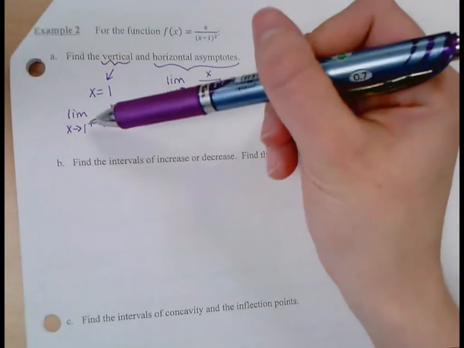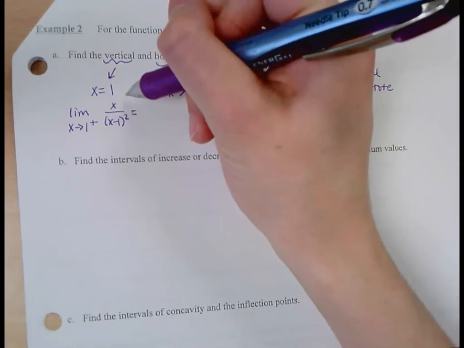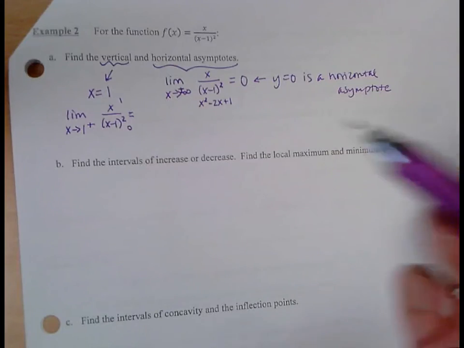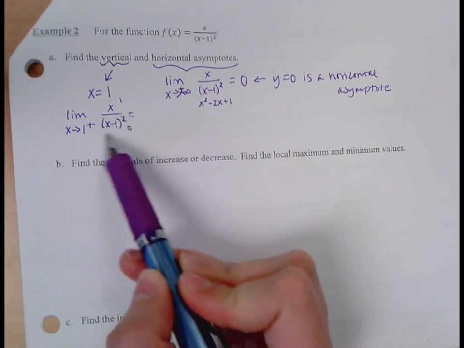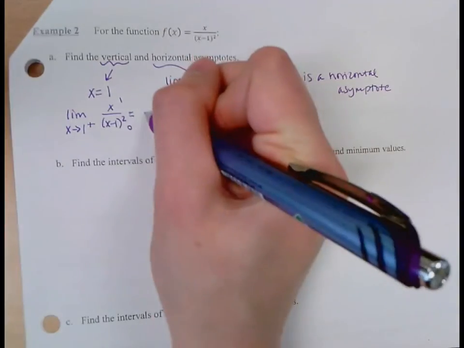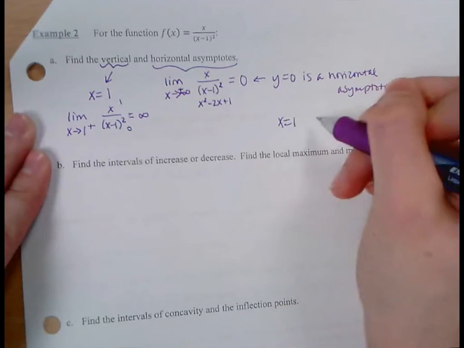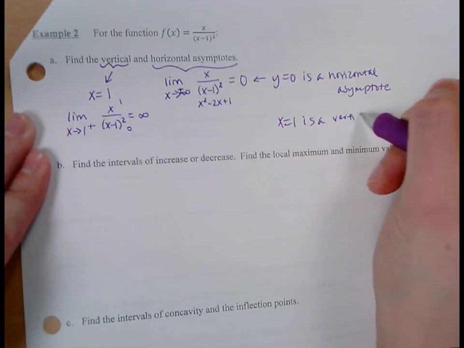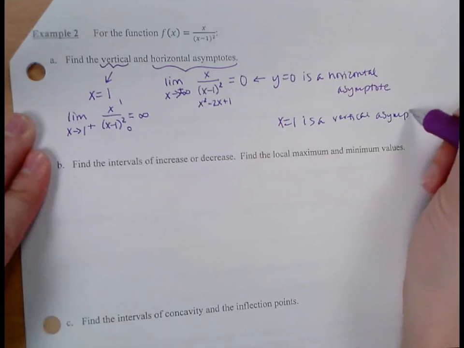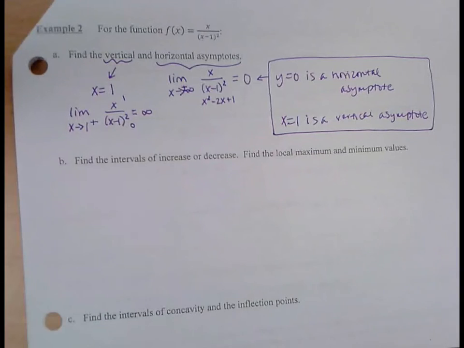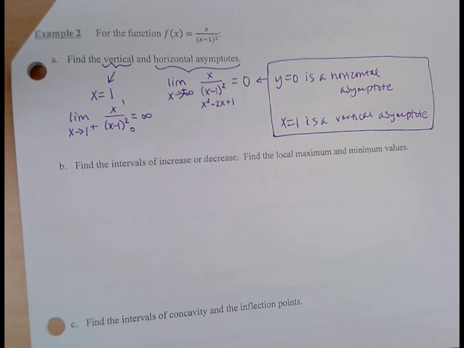So here if we substitute 1 in, we'd get 1 over 0. So we know it's approaching either positive or negative infinity, and the denominator here is always positive because it is squared. So it is positive infinity, but that tells us that x equals 1 is a vertical asymptote. You just have to show from one side that you're approaching positive or negative, and that proves it's a vertical asymptote.